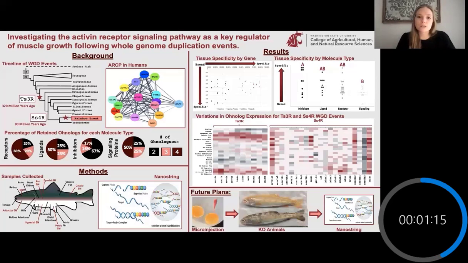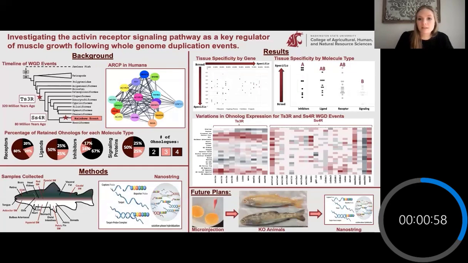And so we chose to first look at differences in tissue specificity across both individual genes and then when comparing molecule type groups. From this, we found that inhibitors were the most tissue specific and signaling proteins were the least, and that these two groups were only significantly different from each other.